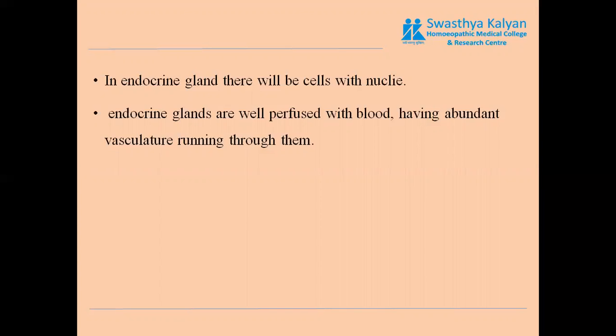Endocrine glands are well perfused with blood, having abundant vasculature running through them. Endocrine glands के अंदर होते हैं cells with nuclei. So in endocrine glands there will be cells with nuclei. So they would be endocrinal cells. हम उनको बोलेंगे endocrinal cells. And endocrine glands are well perfused with blood, having abundant vasculature, having abundant blood vessels running through them. So endocrine gland के अंदर होते हैं cells with nuclei जिनको हम बोलते हैं endocrinal cells. और endocrine glands are well perfused with the blood having abundant blood vessels running through them.